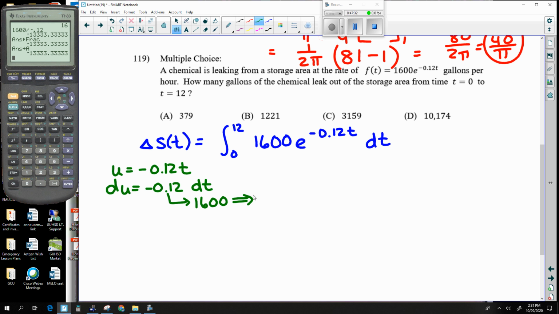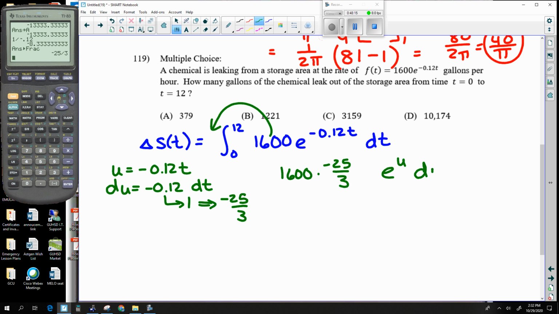Maybe I won't do that. What I'll do is I'll just say, hey, I want this to be the number 1. And so 1 divided by negative 0.12 is going to be something that I can get my hands on, negative 25/3. And so what I'm doing is I'm taking out the 1600, and I'll worry about that at a later time. Okay, so right now where I'm at with this is I have a 1600 on the outside. I have a negative 25/3 on the outside. I have the e to the u du, but all I need to do is now reevaluate the 0 and the 12 to get what I need.